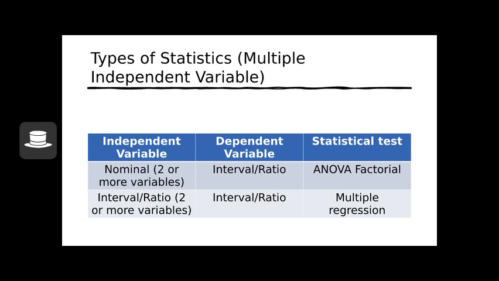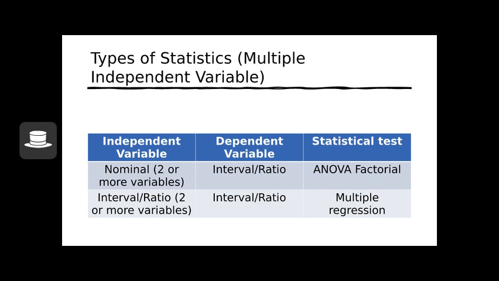interval or ratio. So an example of an ANOVA factorial would be, do you play video games? Yes or no. Do you drive a car? Yes or no. Do you have children? Yes or no. And then the dependent variable, right? So we have three nominal independent variables. The dependent variable would be happiness on a scale of 1 to 10. Interval, right? So three nominal independent variables, one dependent variable that is interval, ANOVA factorial.